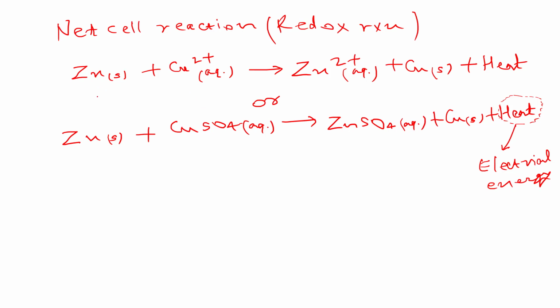Okay, so what is happening in this reaction? Zinc replacing copper, or copper replacing zinc from its salt? Zinc is replacing copper. And as we know, zinc is more reactive and copper is less reactive. So the conclusion is what? A more reactive metal can replace a less reactive metal from its salt. Got it?